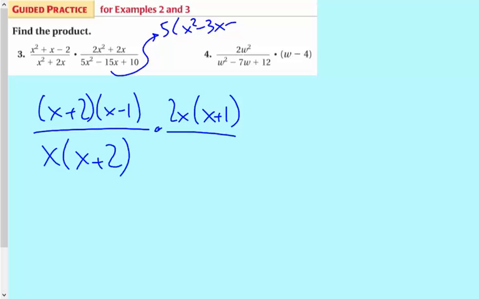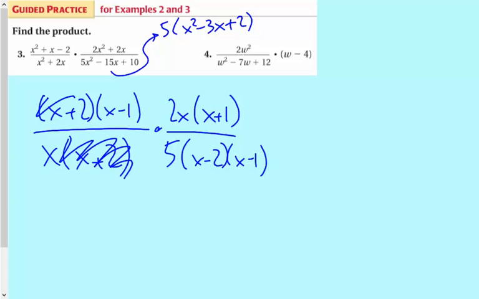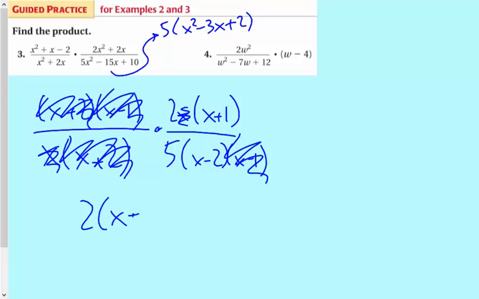GCF being 5. And then after we factor out that, then we can factor the trinomial, x minus 2, x minus 1. And then I'm going to start reducing. Let's see, I have an x plus 2, and an x plus 2. I have an x minus 1, and an x minus 1. I have an x, and an x. So 2 times x plus 1 divided by 5 times x minus 2.